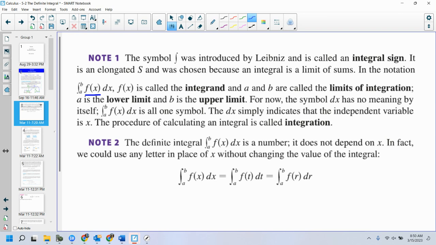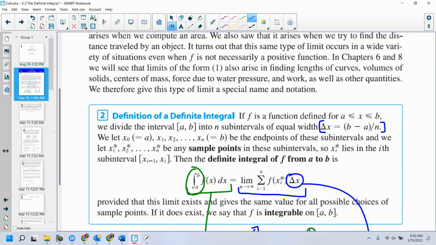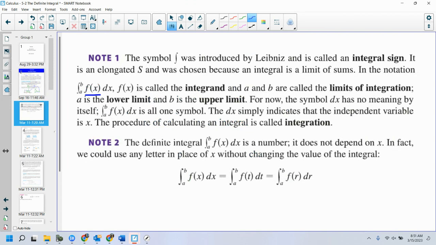For now, the symbol dx really has no meaning by itself. It's just there as a placeholder to remind you that you're finding the differential on x. It's a reference back to your delta x, just to remind you, that's your delta x. You're taking your f, your y values, multiplied by delta x. The dx simply indicates that the independent variable is x, and that'll be another indication of what the x value truly is. The procedure of calculating an integral is called integration, obviously.